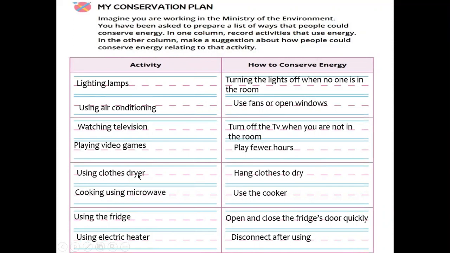Next, using a cloth dryer. So we can hang clothes to dry. Next, cooking using microwave. It wastes a lot of electricity. So we can use the cooker to save energy. Next, using the fridge. Of course, we use the fridge all the day. So we should open and close the fridge's door quickly. The last activity is using the electric heater, but please disconnect after using. This, of course, conserves or saves energy.